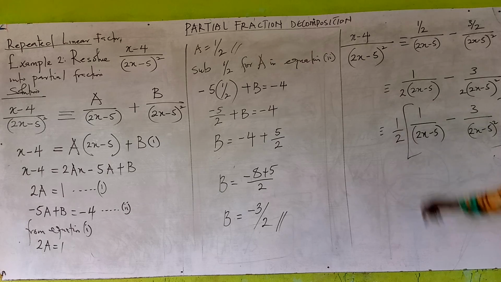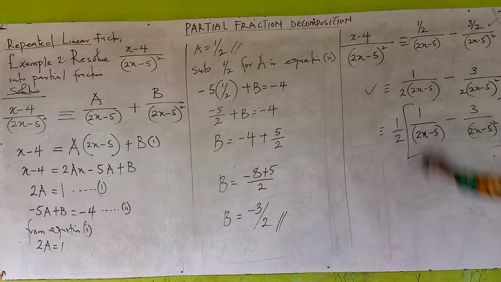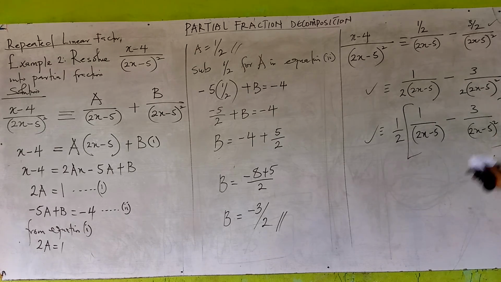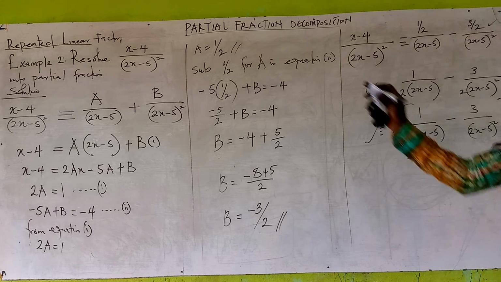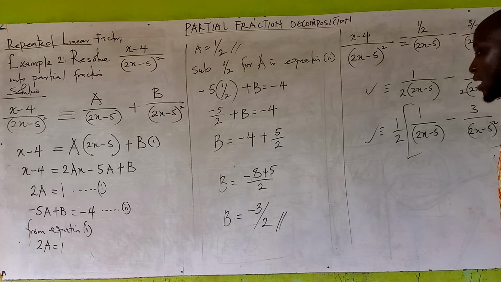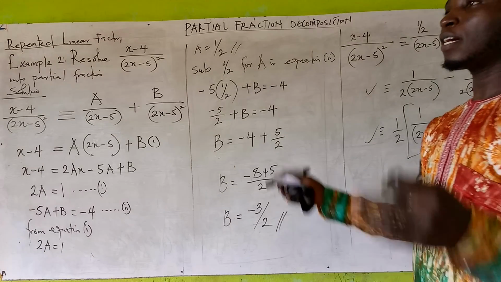All these three are the same. If you stop here, you're right. If you take it to this step, you're right. And if you take it to this step, you are right. So that is the solution of this x minus 4 over 2x minus 5 squared. That single fraction has been decomposed into its components. It is a as 1 over 2 and b as minus 3 over 2.